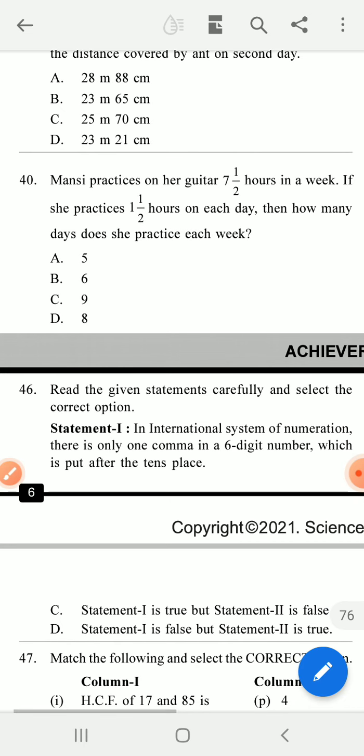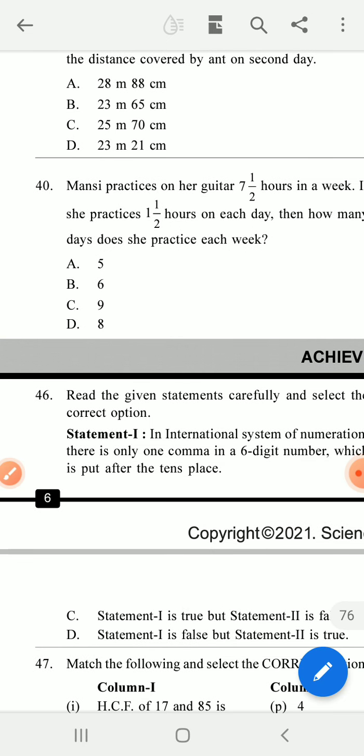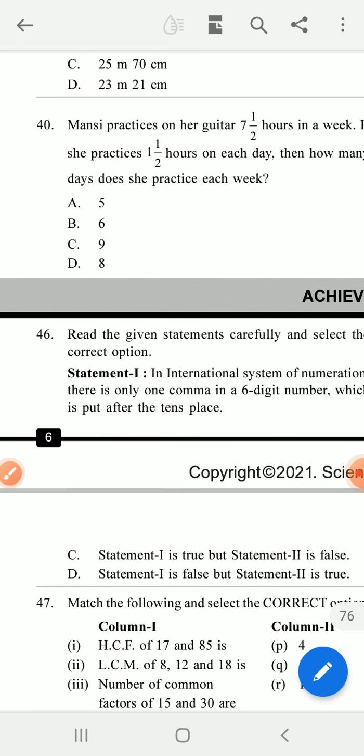Now how many days does she practice each week? So 40 is the answer, I think. A is the answer.